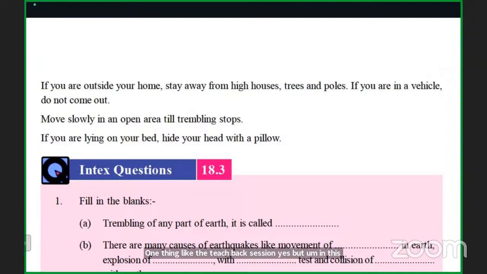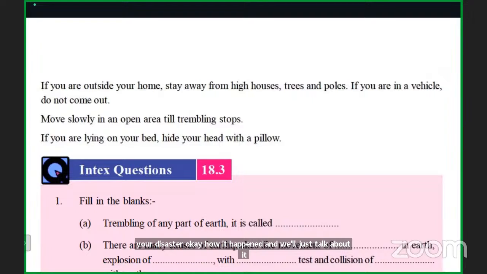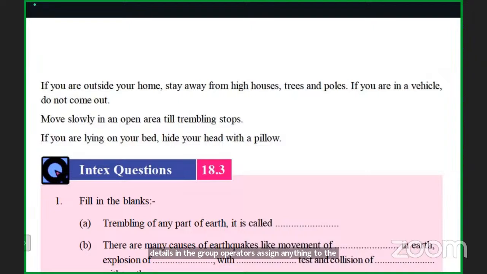You all will describe your disaster, how it happened, and we'll just talk about it. Ma'am, could you please give the details in the group, or could you just assign something to the students like you did last time? Yes, I'll put the details on the group. Like what specifically you're looking for? Yes, in what form?